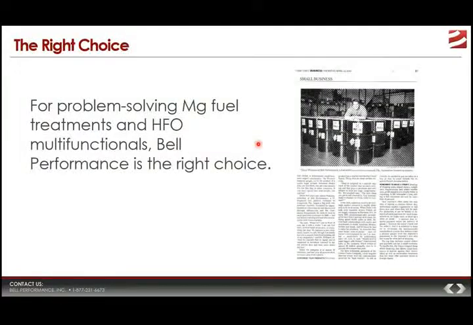So all of these things that we talked about are problems that ATX, the multifunction treatment from Bell Performance, addresses. And that's why, for all of these reasons, we're pretty confident in saying that if you need a problem-solving magnesium fuel treatment or an HFO multifunctional that improves combustion and solves corrosion problems, if you need any of that, then Bell Performance ATX, we believe, is going to be the right choice for you.